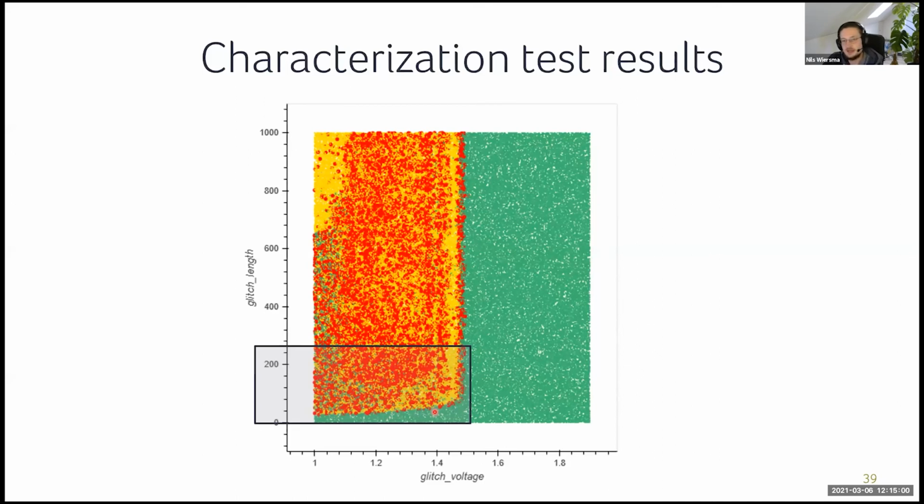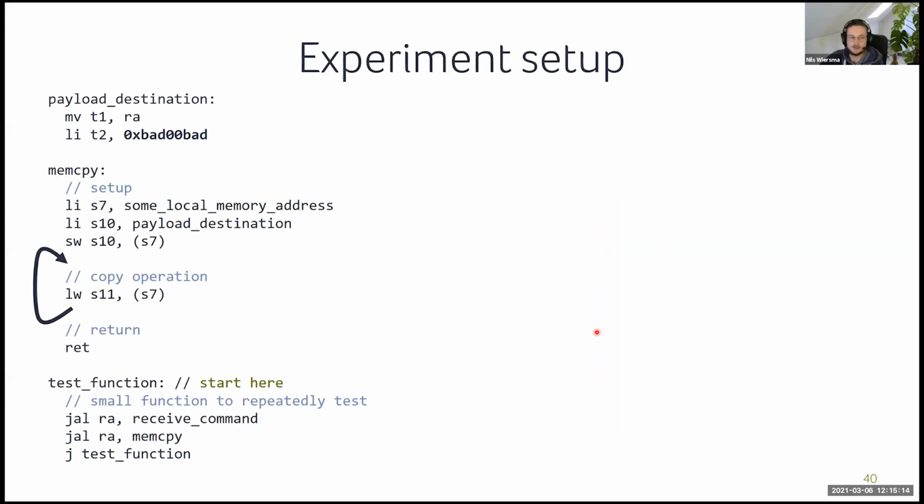Then the second thing we needed was an experimental setup in terms of software, which we can use to show that the attack we proposed is actually possible. For that, we used a small piece of software that's very similar to what I show you here on the screen. There is a test function, which is the entry point for the experiment. We wait to receive a command from outside to actually start the experiment. And then we have a sort of memcpy, but slightly modified so that it works for our setup.